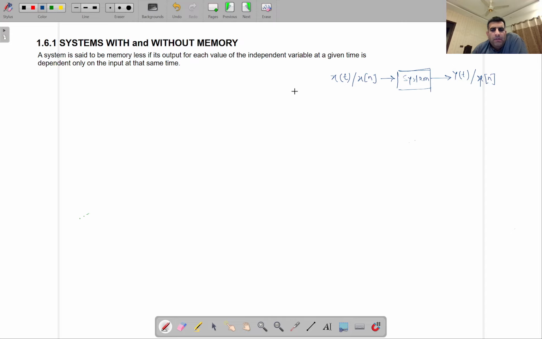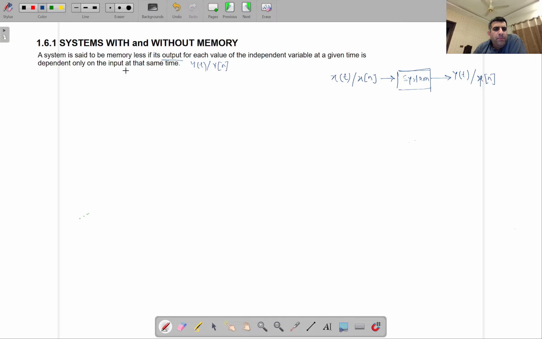So now let's see the first property, which is the system with memory or without memory. What do we mean? Here is a formal definition. A system is said to be memoryless if its output for each value of the independent variable at a given time is dependent only on the input at the same time. Remember, for the output, we are going to use the variable y of t or y of n, as I have just told you.